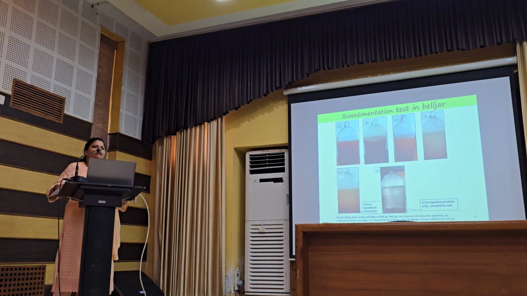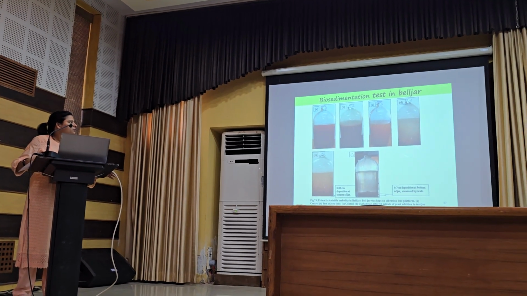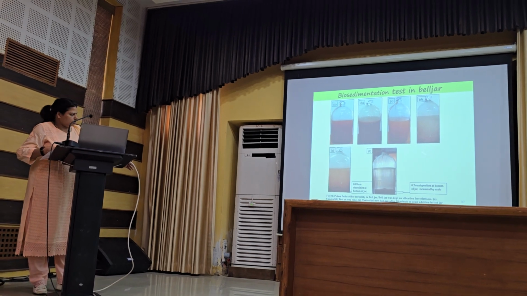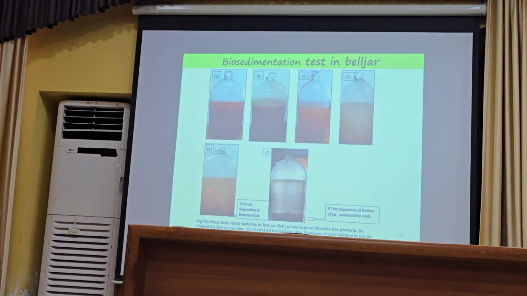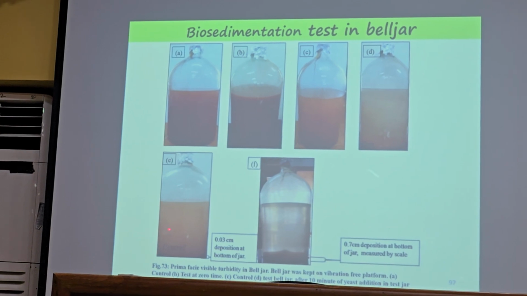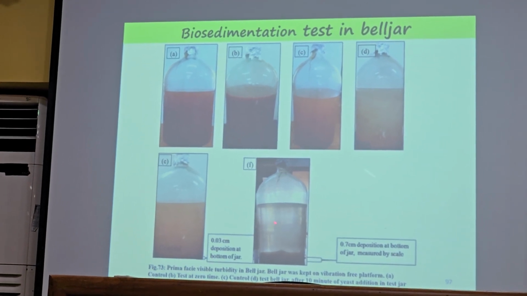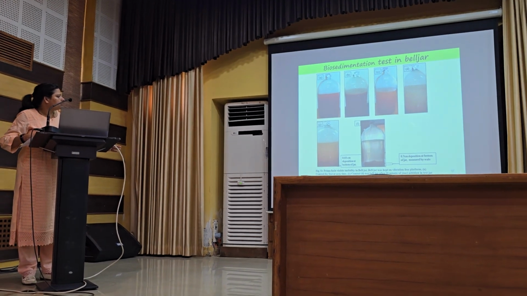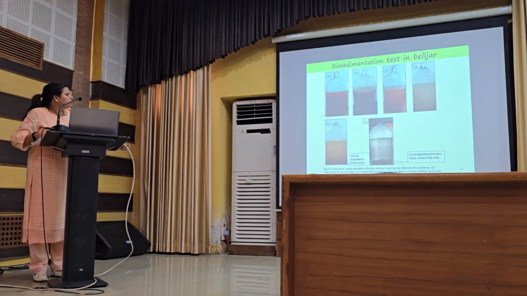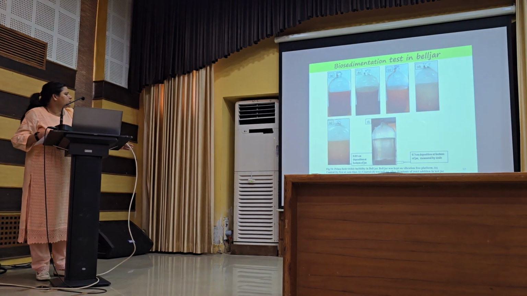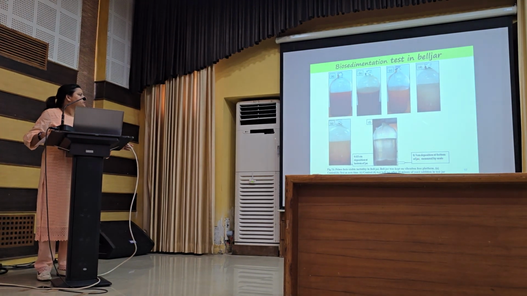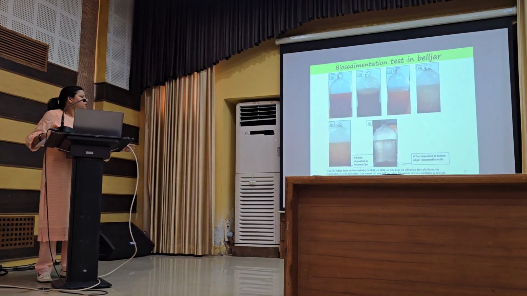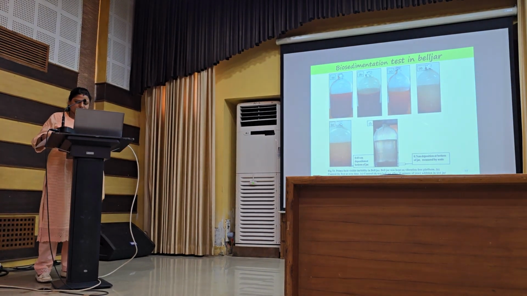This is the experimental setup for the biosedimentation test in a bale jar, a 20 liter bale jar. Here we can see in the control tank after 120 minutes, it is still turbid, and it is clear in the test. The deposition in the control bale jar was recorded at 0.03 centimeter from its bottom, while 0.7 centimeter was recorded in the test, because all the flocs have settled down at the bottom of the bale jar.